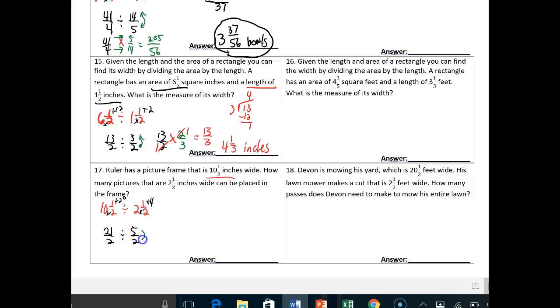We're going to flip and rewrite this now as a multiplication problem. So 21/2 times, hopefully your writing is still neat. Go back and fix it if it's not. My writing has been pretty neat the whole time. 5/2. Nope, sorry. Look at me, I messed up. Erase. Flip it, 2/5. And look to cross cancel. I can cross cancel the 2's. For both 1, I get 21/5. So how many times does 5 go into 21? 4 times with 1 left over. So 4 and 1/5 pictures can fit into that picture frame.